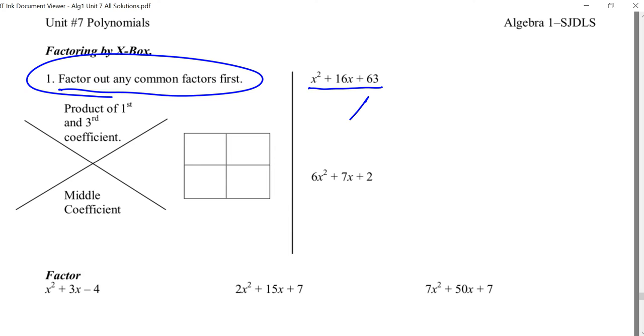Then you form an x. The product of the first and third coefficient. So the number in front of x squared is 1, and the third coefficient is 63. So 1 times 63, you put it there. The middle coefficient, you put here. Now, what are the factors of 63 that give you 16?